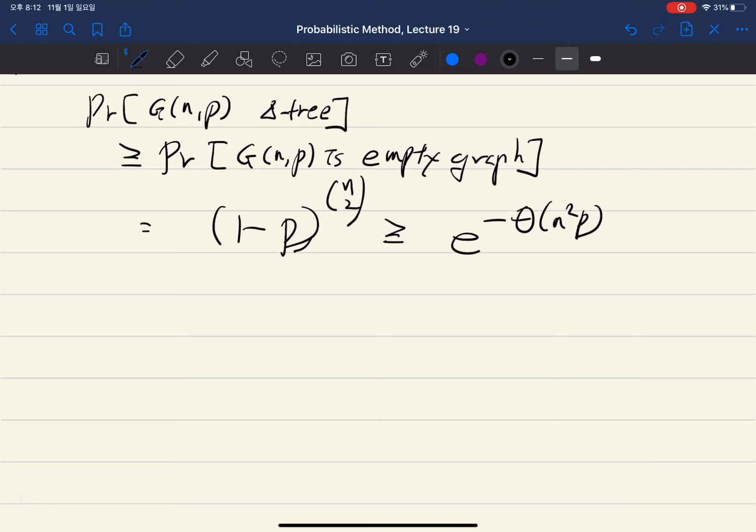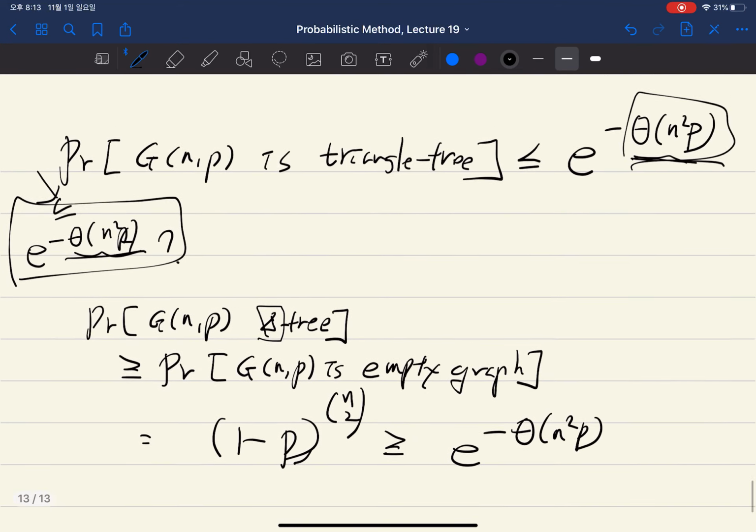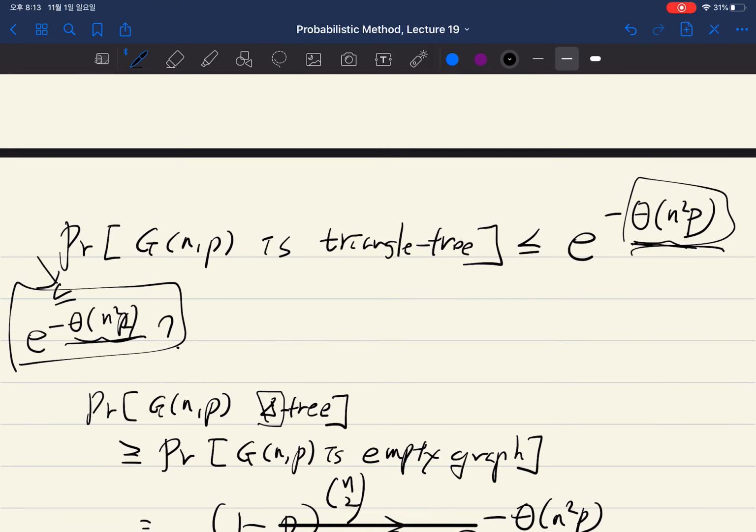So next time we will use this to prove that, instead of triangle free, we can consider other graph free as well. In general, for general H and for general p, proving it is a bit technical. So we will prove it for specific H and specific p, and we will estimate the probability that G(n,p) contains no copy of H. So that's what we will do next time.